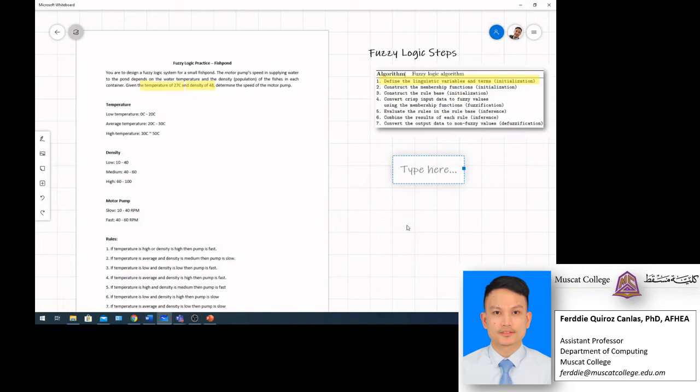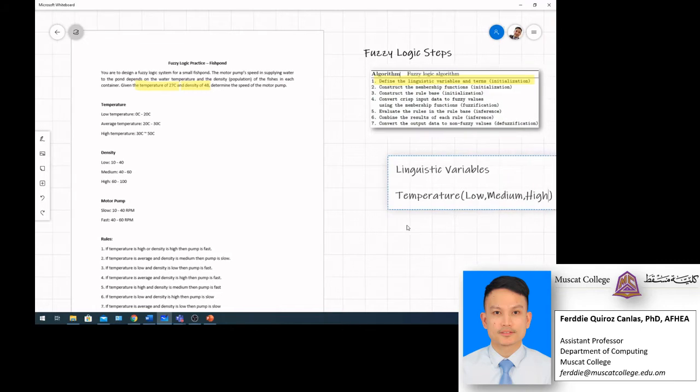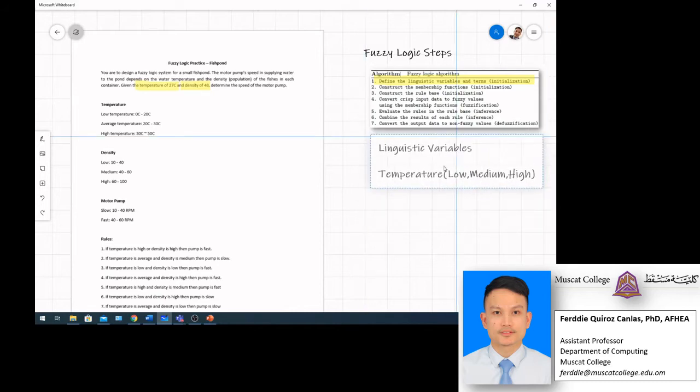For temperature, let me just write in here, linguistic variables. So for temperature, we have low, then we have medium, then we have high. So these are the linguistic variables that we will be using for this exercise.